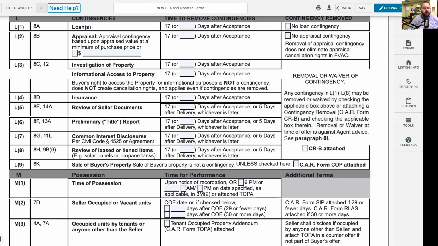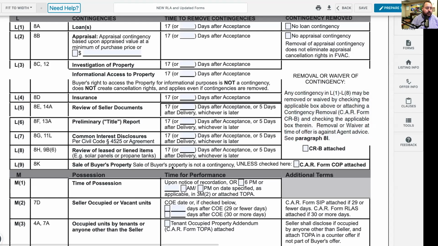What I wanted to reference is paragraph 3L9, sale of buyer's property. Sale of buyer's property is not a contingency unless checked here. If we check that box, it will add in the form called the COP, and that's where we're going to start today. But I just want to show you, when you're writing the offer, you've got to make sure you check this box. If you don't check that box and you include a COP, it still does not make the property contingent unless that box is checked here in the offer.